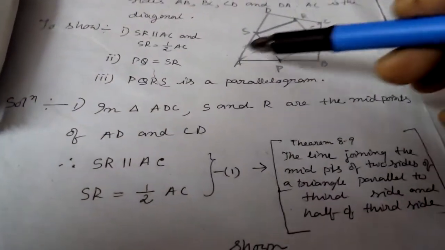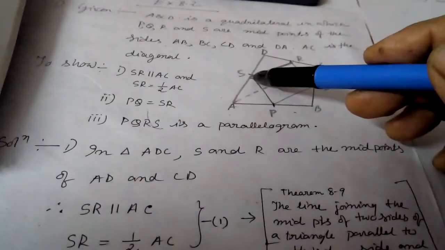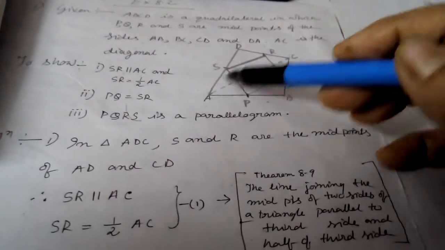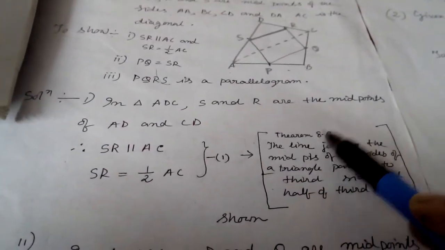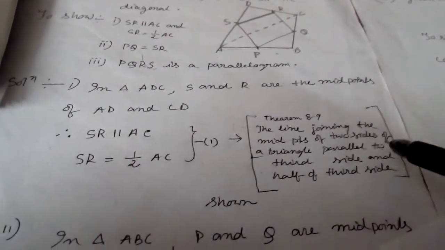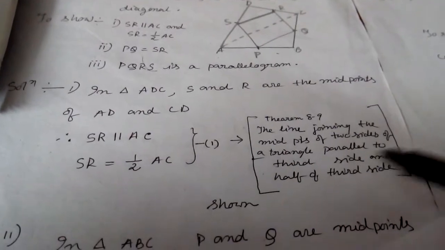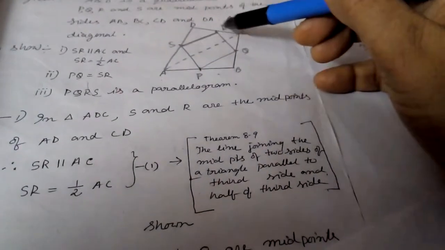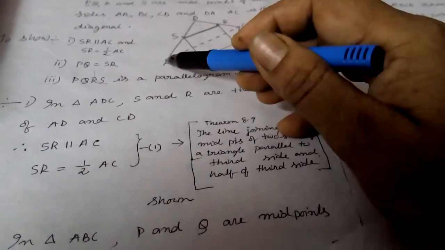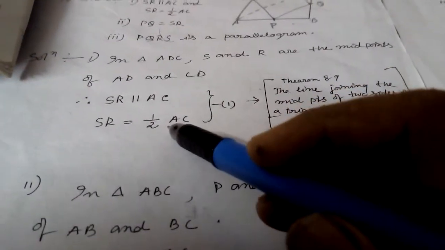In triangle ADC, S and R are midpoints of AD and CD. So SR is parallel to AC. By which theorem? Theorem number 8.9: the line segment joining the midpoints of two sides of a triangle is parallel to the third side and half of the third side. So SR is parallel to AC. Understand? So SR is half of AC.